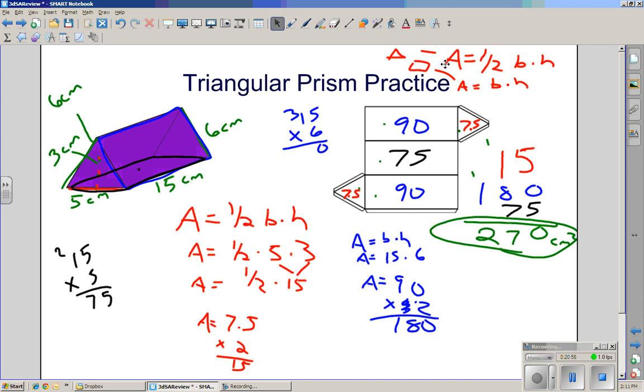That is it for triangular prisms. Again, if you need help, there's some problems at the end of the study session.